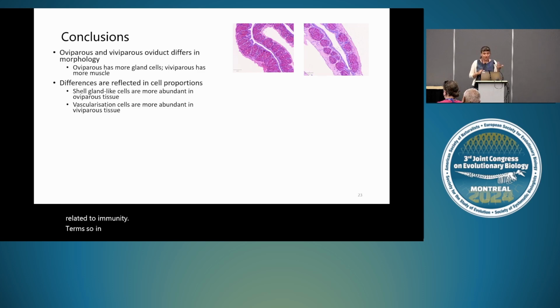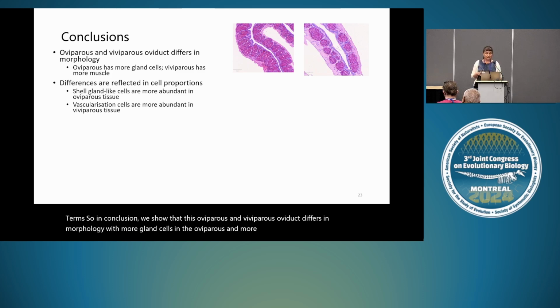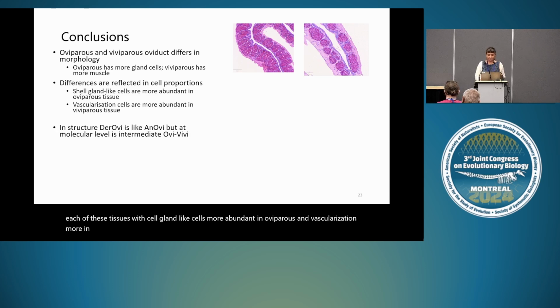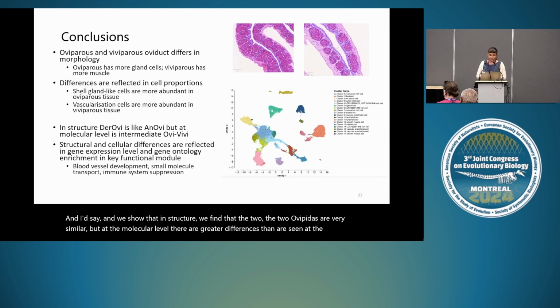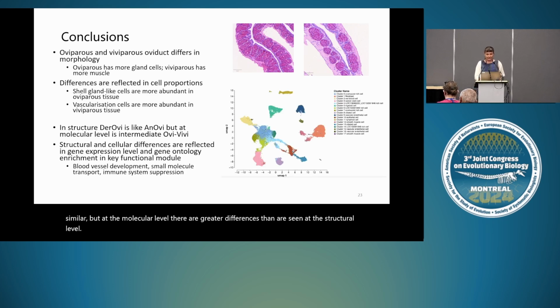In conclusion, we showed that the oviparous and viviparous oviduct differ in morphology, with more gland cells in the oviparous and more muscle in the viviparous, and that these differences are also reflected in the cellular proportions within each of these tissues, with shell gland-like cells more abundant in oviparous and vascularization more in the viviparous. And I'd say we showed that in structure, the two oviparous are very similar, but at the molecular level there are greater differences than are seen at the structural level. And these are reflected in the cellular features of gene expression.